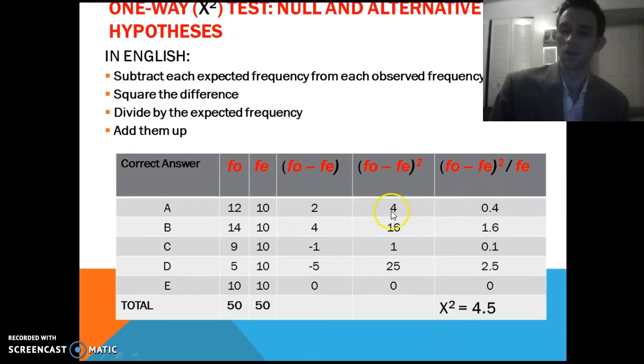So what does that mean? Well, here we have 4, divide that by 10. Here you have 16, divide that by 10. And you get 0.4, 1.6, 0.1, and so on. When you get to this point, you're all but there. You're just on this last step. Add these up. And in this case, you get 4.5.